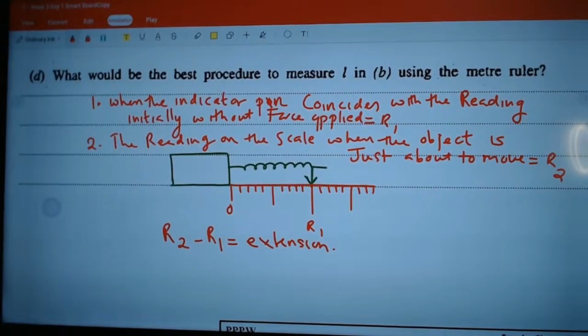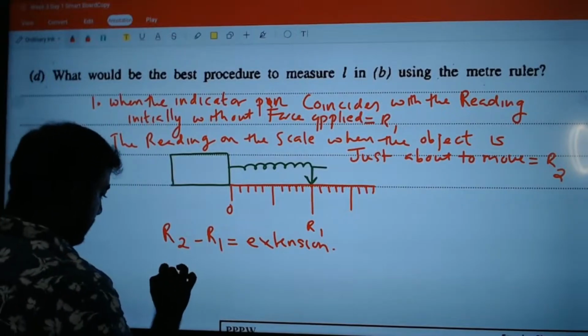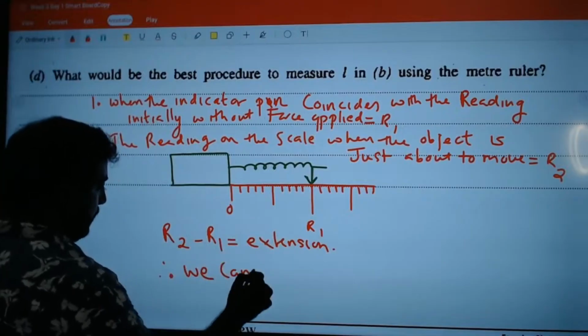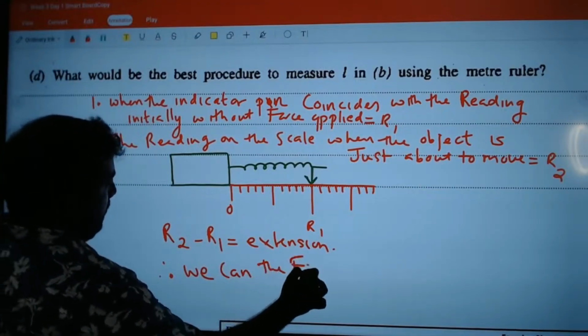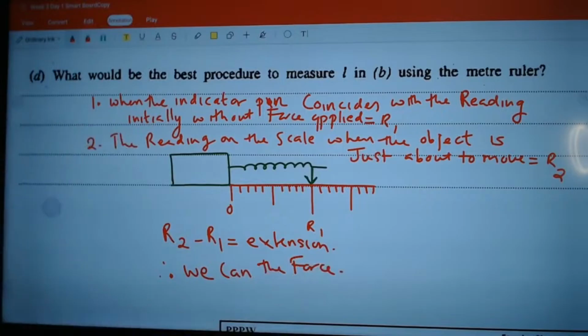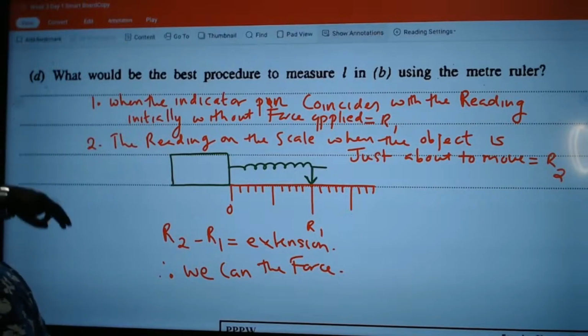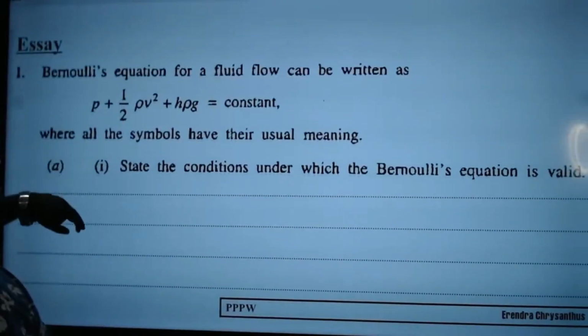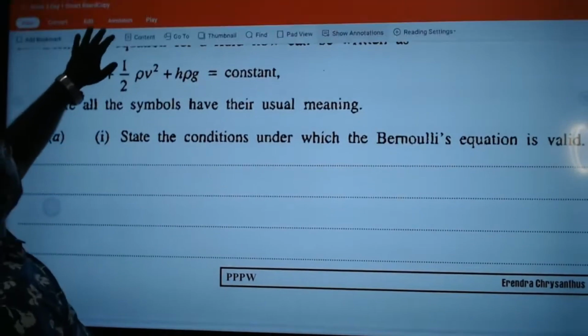Right now? We can find the force. You know the extension, we can find the force. Okay, no? Right. So that structured essay is also done, na? It's a good structured essay, but effectively we have done it. Okay.